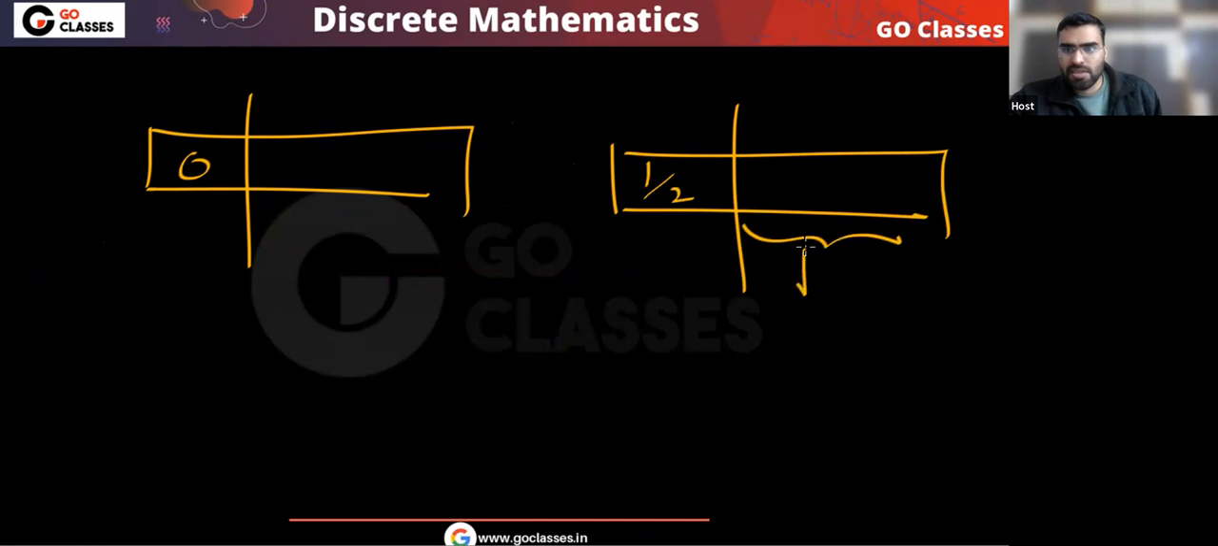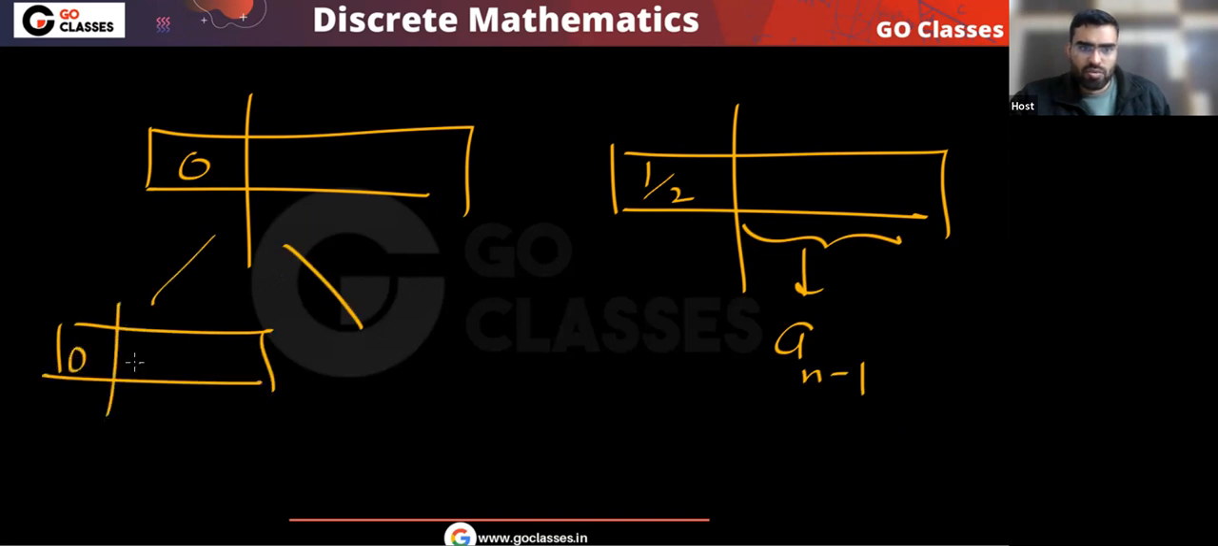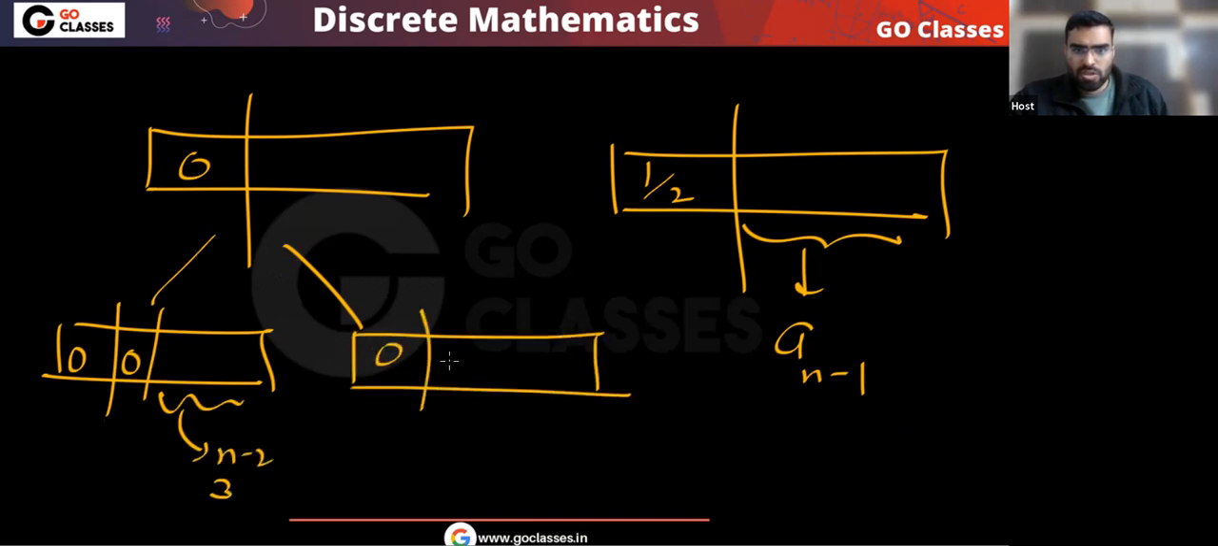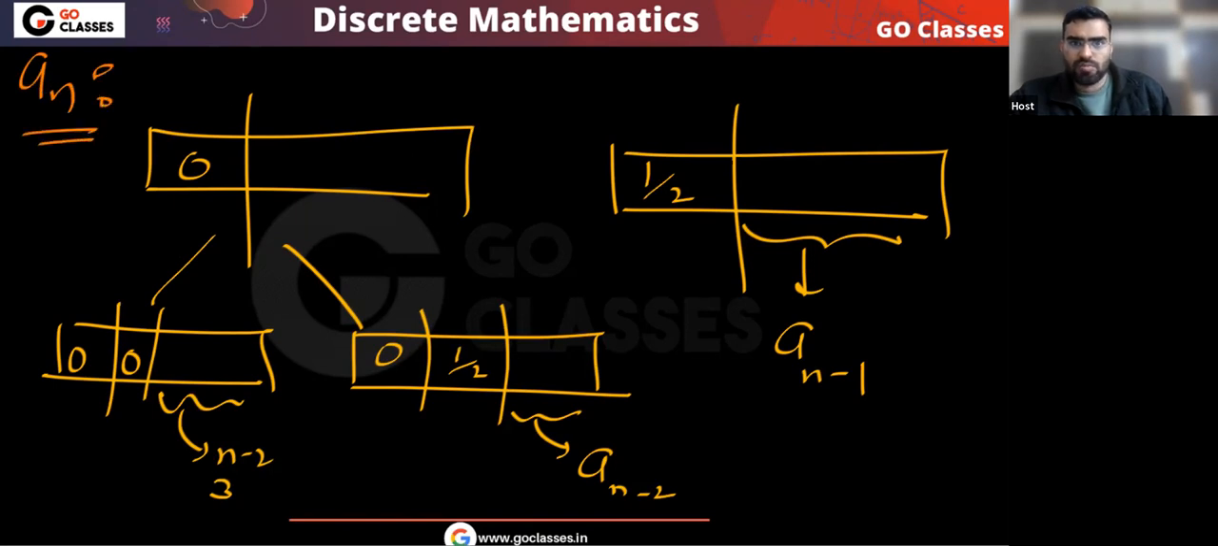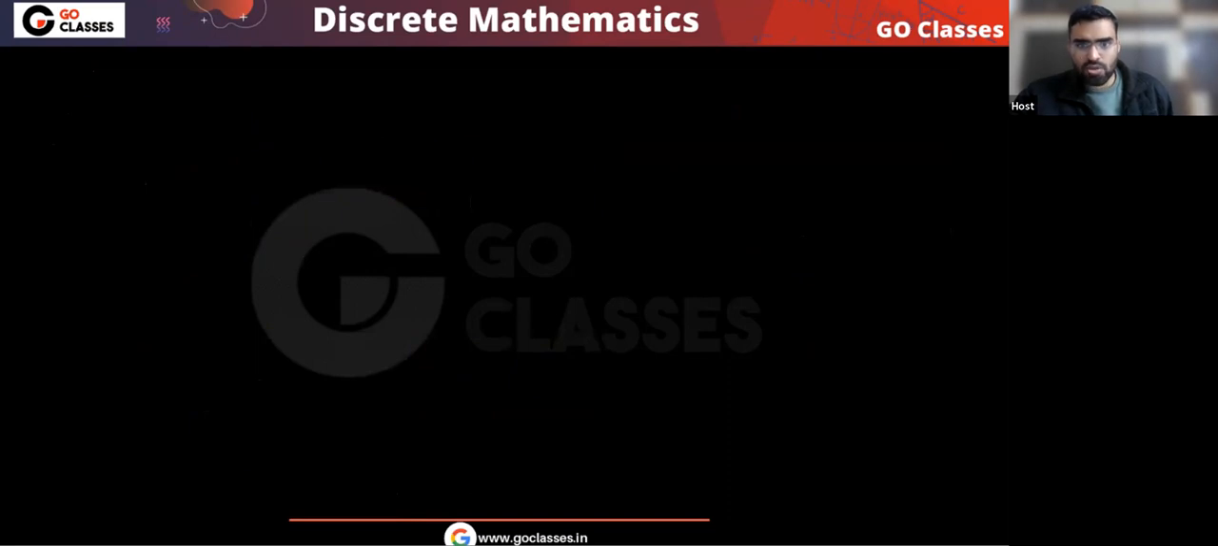Then here you have again an minus 1, and here again you have two cases, 0, 0, now 3 power n minus 2, 0, 1 or 2, then this is an minus 2. Isn't it clear? There is no restriction, you can do it like this also, and all the possibilities are considered. So like this you can write the recurrence relation.